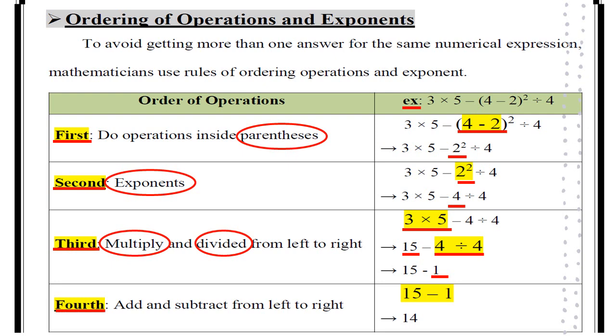Fourth, I have to add and subtract from left to right. Here I will subtract 15 minus 1. The final answer will be 14.